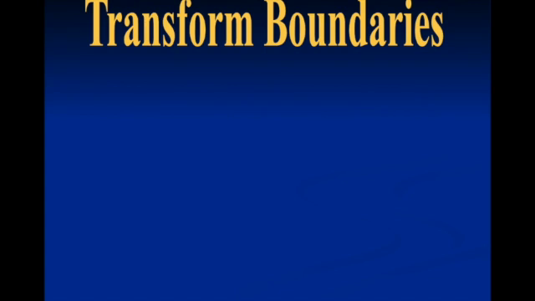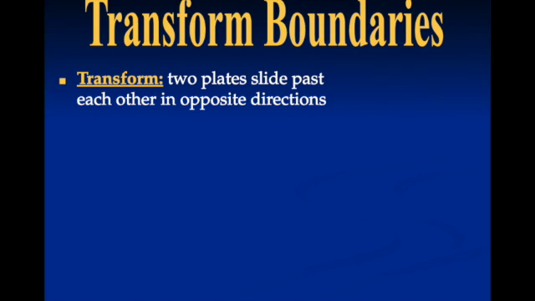All right, that takes us to our last boundary, which is the transform boundary. Now, I'm not going to tell you that the transform boundary isn't special, because it is. It's just not as exciting in terms of the amount of stuff going on there, but it doesn't mean that it's not important, and it doesn't mean that it can't be destructive. So, in a transform boundary, you have two plates that are sliding past each other, and that's the key word. That's slide. Sliding past each other. That's an important way to describe it. And they're moving in opposite directions.